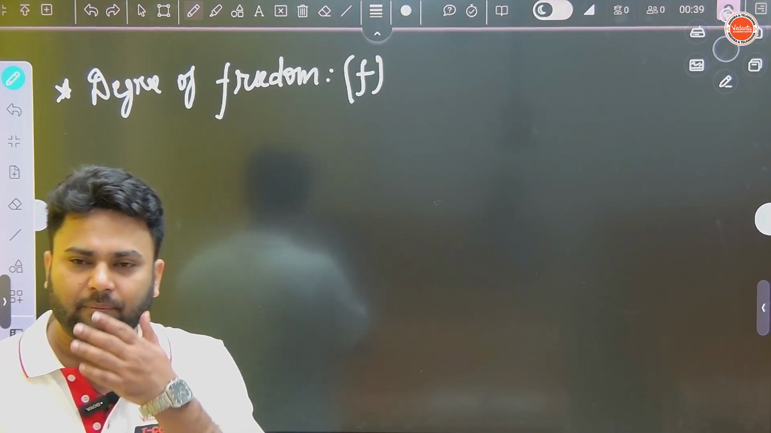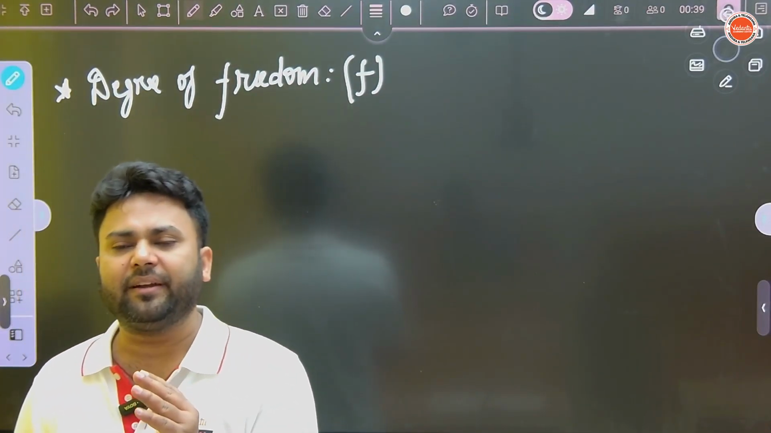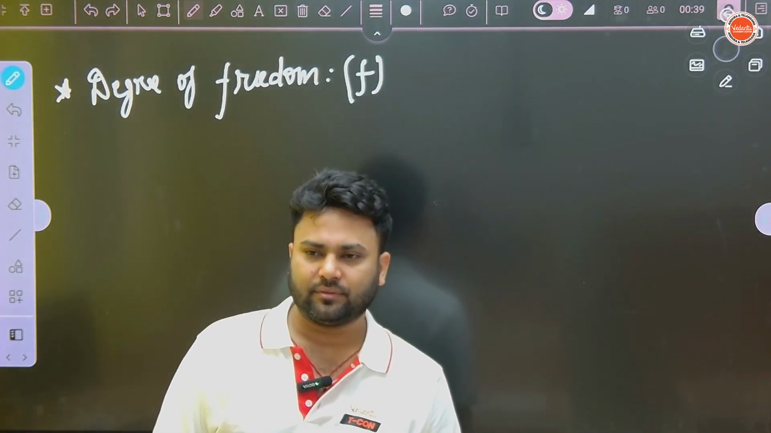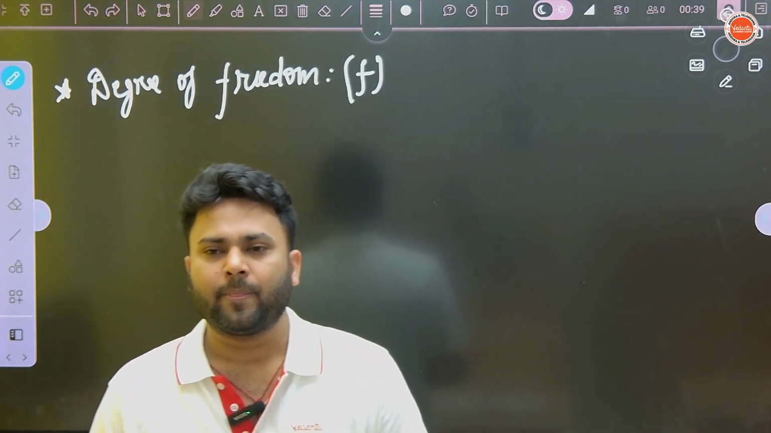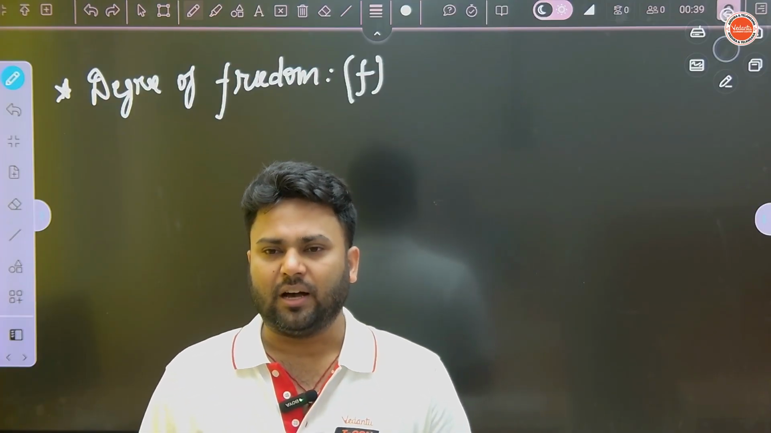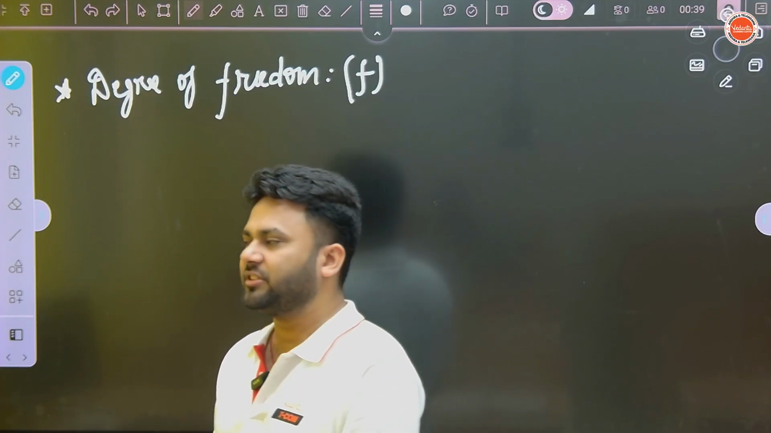Degree of freedom. What is degree of freedom? Number of independent ways in which a molecule can have motion. Again, listen: number of independent ways in which a molecule can have motion. For example, what is the meaning of the sentence?